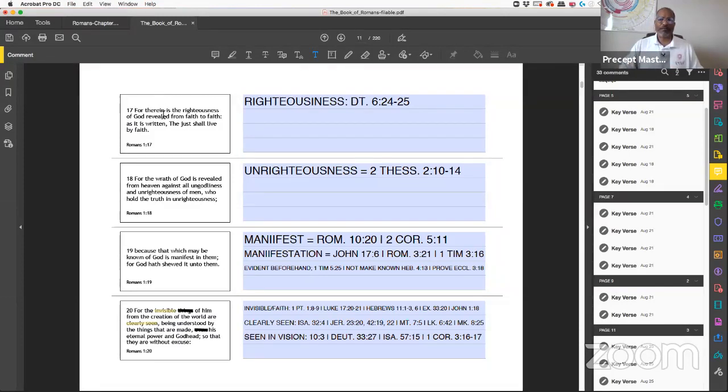So when we use this, it was the same thing. I'm right here at verse 17, it says, and therein is the righteousness of God revealed from faith to faith. It is written that the just shall live by faith. Now you just got righteousness, and then you go down to the next one.